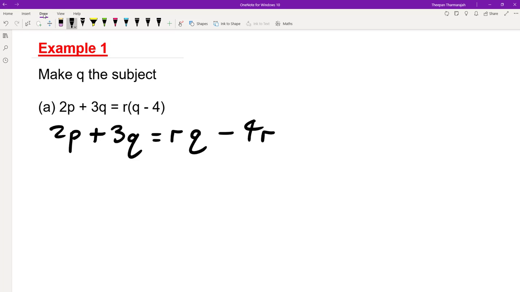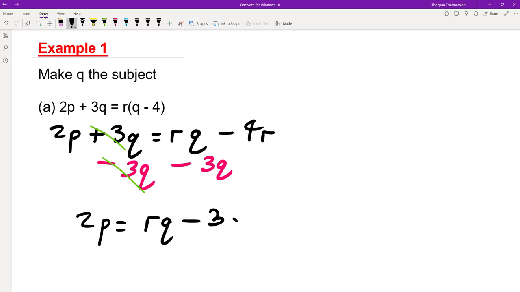Now, because I want to get all the q terms on one side, I'm going to do the following. I'm going to minus 3q on this side, minus 3q on the other side. Then what happens? The positive 3q and the minus 3q cancel out, and I end up with 2p equals rq minus 3q minus 4r.